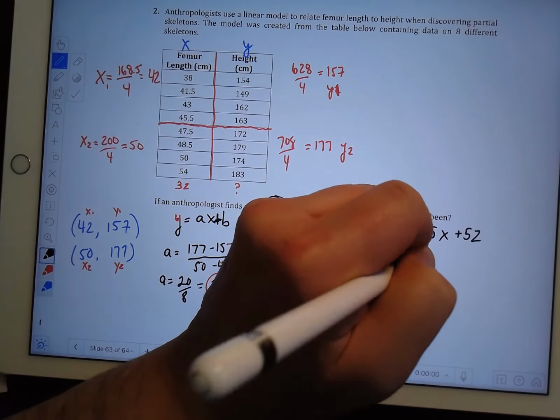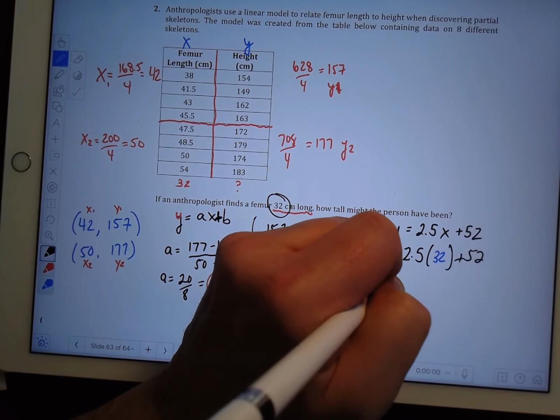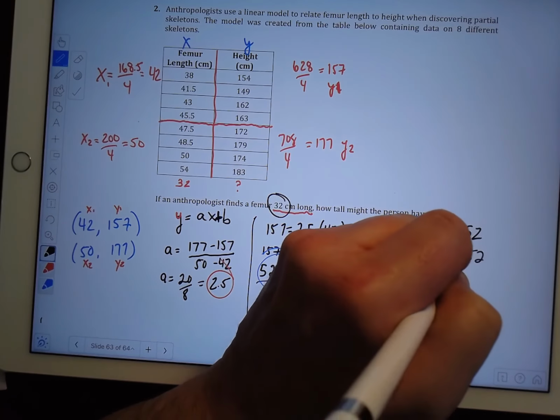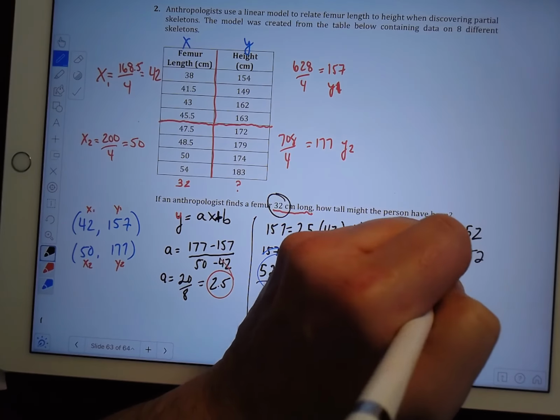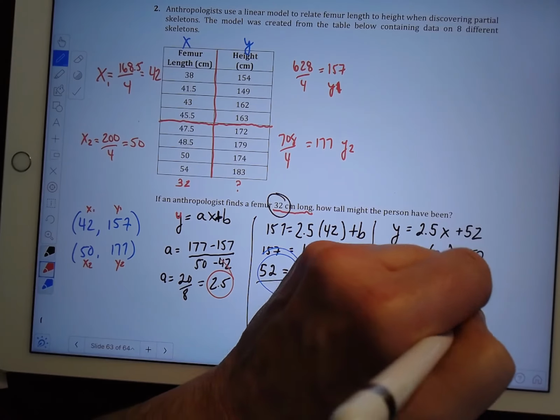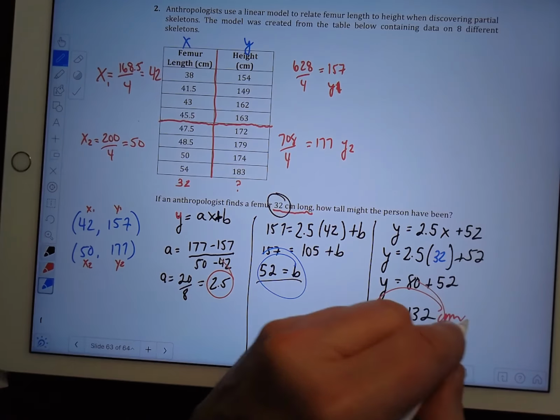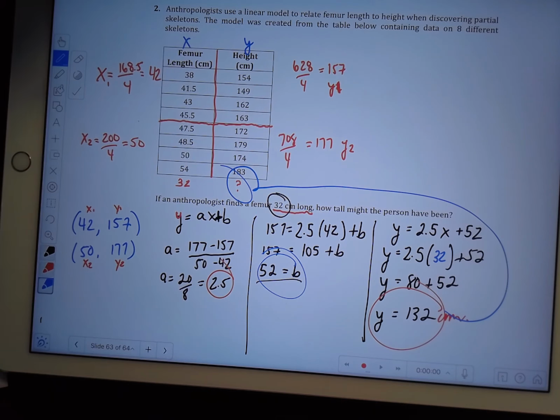And so 2.5 times 32 is equal to 80, plus 52. Add them up and you get y is equal to 132, or 132 centimeters, which is exactly what would go into the table right there if it were to have such a data point. That's it.